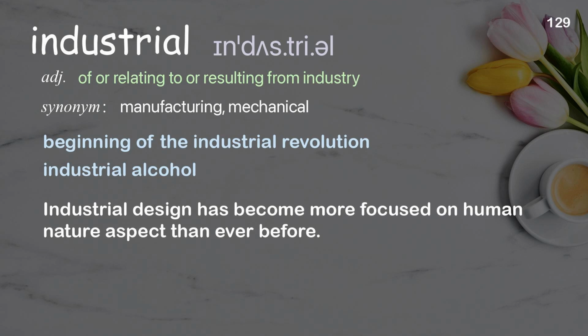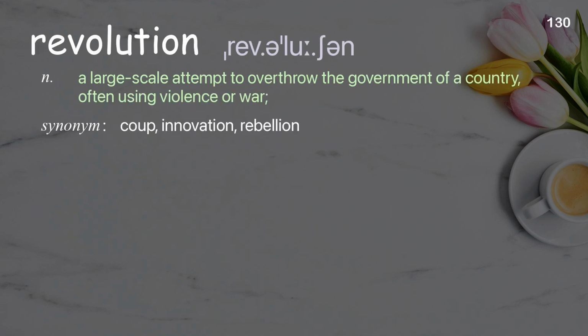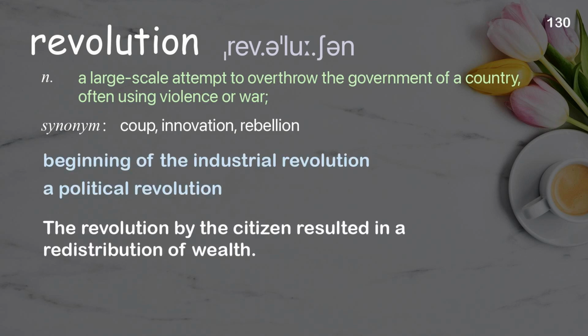Revolution. A large-scale attempt to overthrow the government of a country, often using violence or war. Examples: Beginning of the Industrial Revolution. A political revolution. The revolution by the citizen resulted in a redistribution of wealth.